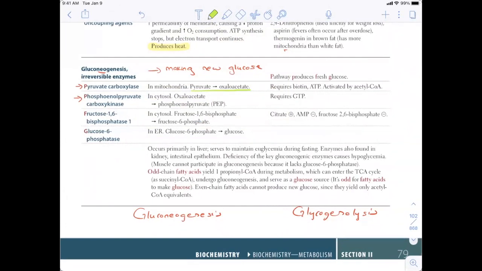But remember that it's a carboxylase, so it's going to require biotin. It's also going to require ATP, and it could be activated by acetyl-CoA, but the biotin part is important because it's a carboxylase. The next step is PEP carboxykinase, which will change oxaloacetate to PEP, and once oxaloacetate changes to PEP, now we're on the way.